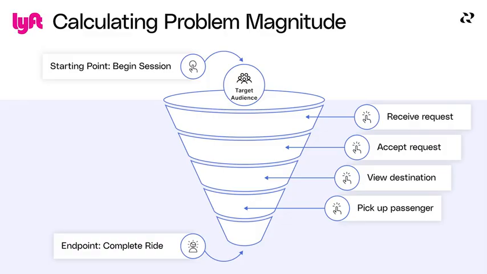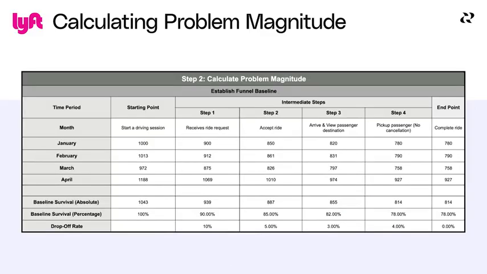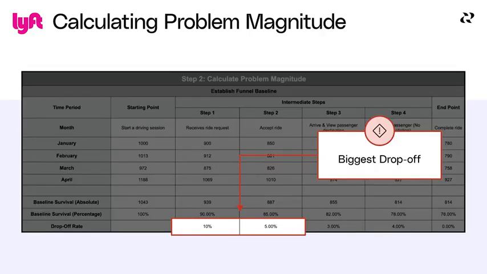In the last lesson, we built a feature funnel to capture the driver's journey from starting a driving session to completing a ride. Lyft's driver experience PM can then populate this funnel using existing driver data captured over the past several months. Please note that while this is based on a real example, all data provided in the template is illustrative. Using this data, the driver experience PM observes that the biggest drop-off points are in steps 1 and 2, when drivers receive a request and when they accept the ride.